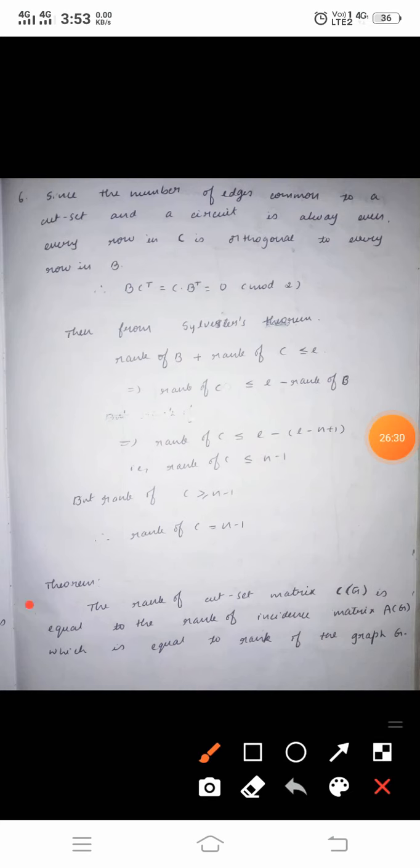From all these, we can write that the rank of a cut set matrix C of G is equal to the rank of the incidence matrix A of G, which is equal to the rank of the graph G. Correct, right? Okay.